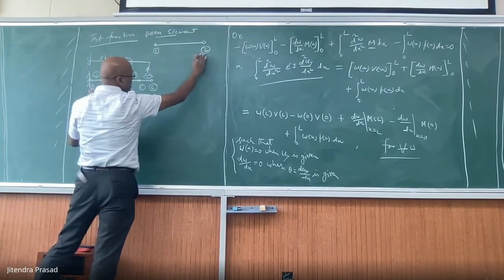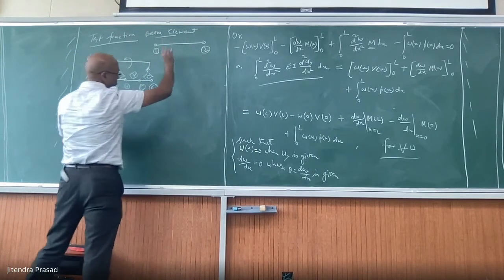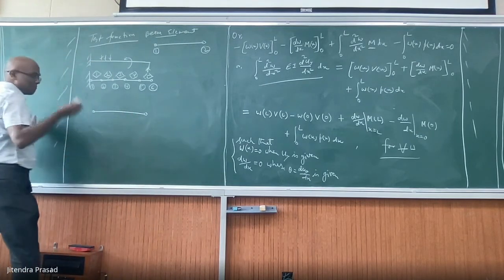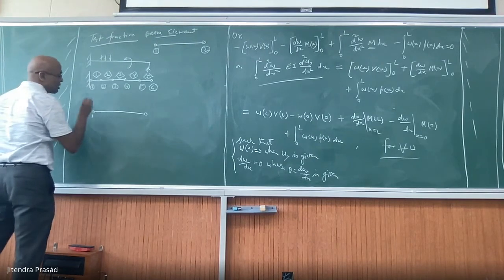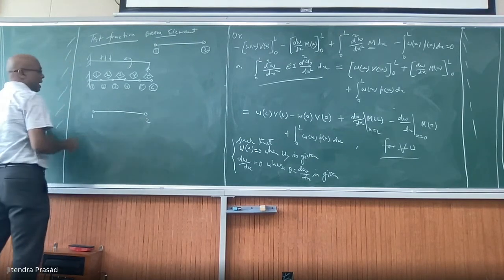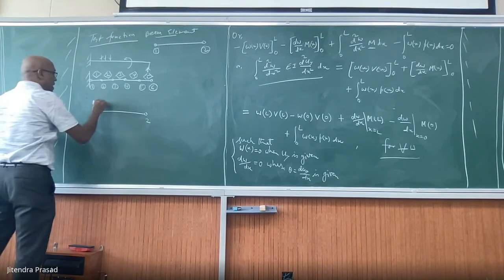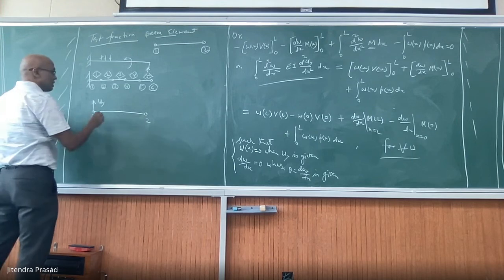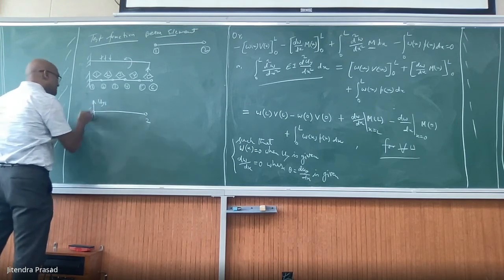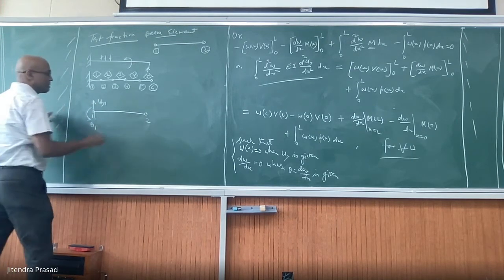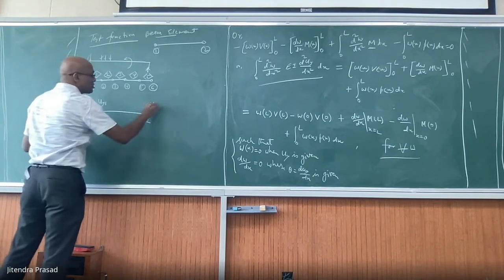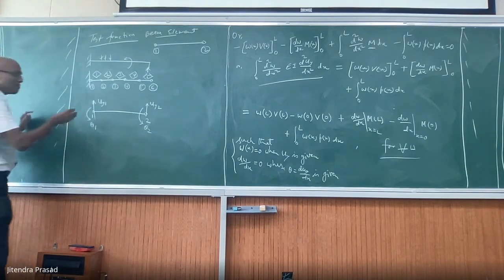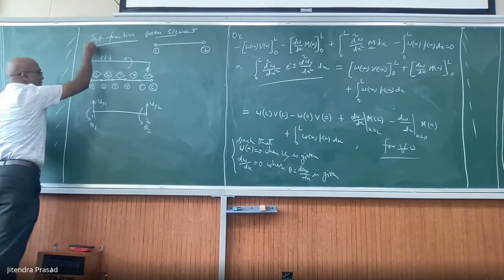The local one will be 1, 2. So we'll take a 2-noded beam element, which has node number 1 and node number 2, and you have uy degree of freedom here. uy1 is given, theta 1 is given, uy2 is given, theta 2 is given, and first we have to find the test function. That's what we're talking about.